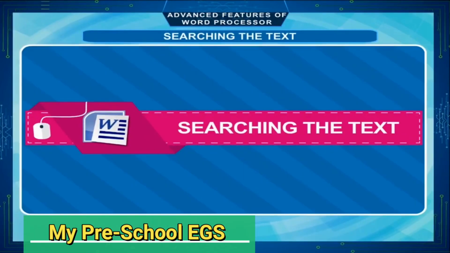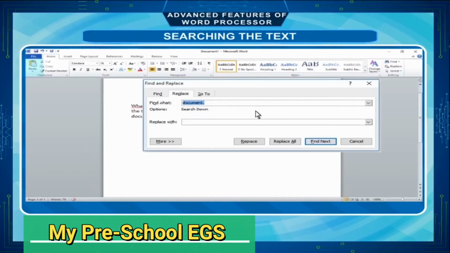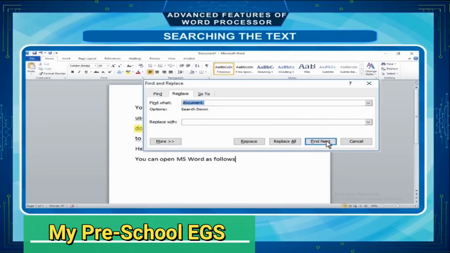Searching the text. Click on the Find or Replace option at the right end of the Home ribbon. The Find and Replace dialog box will appear. Click on the Find tab. Type in the word or phrase you are searching for and click on Find Next. Word will display and highlight the next occurrence of the specified word or phrase. You can continue pressing Find Next to locate all occurrences of the specified word or phrase.